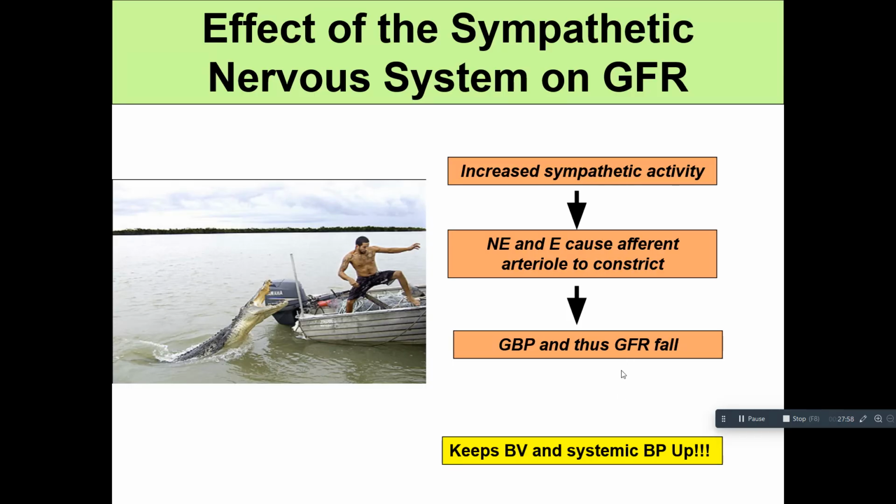So if we're making less filtrate, we're going to end up making less urine. And by making less urine, we're keeping blood volume up. And by keeping blood volume up, we're also keeping blood pressure up, which is crucial to maintain blood pressure and blood volume during a fight or flight event, because we need to have the blood pressure high to send blood to our working muscles, to our lungs, to help us deal with that threat.